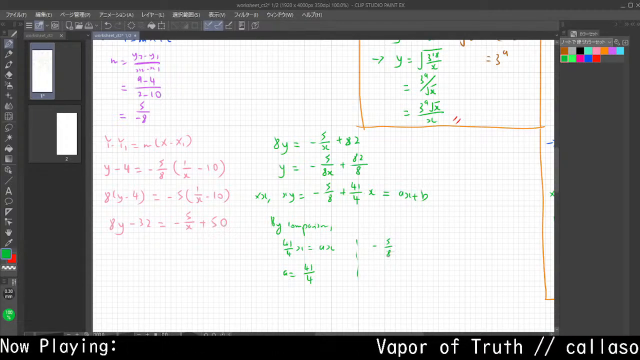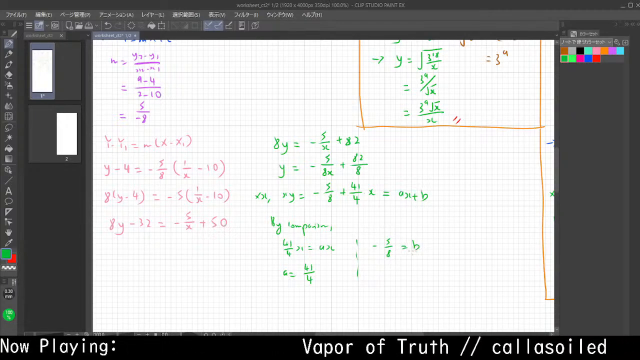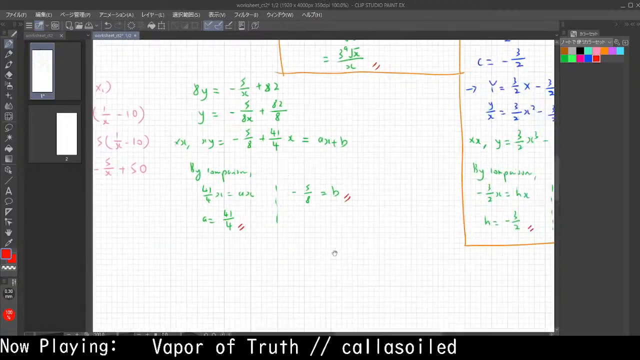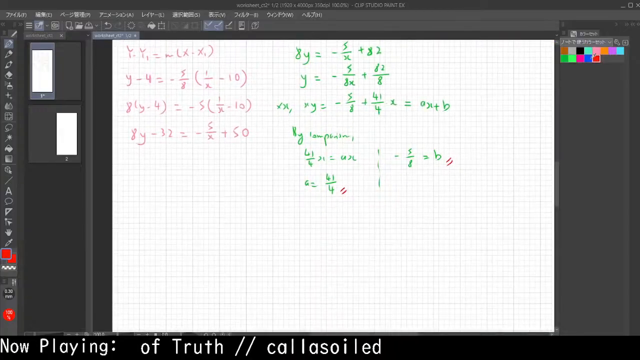So your negative 5 over 8 equals b. Nothing else you need to write. This will be the answer. Therefore, after getting both a and b, nothing else you need to do. Then that will be the end of the question.